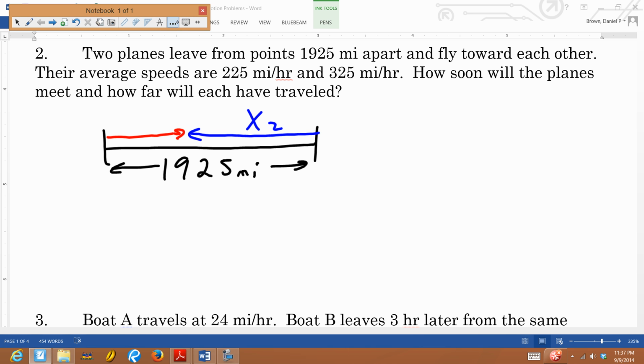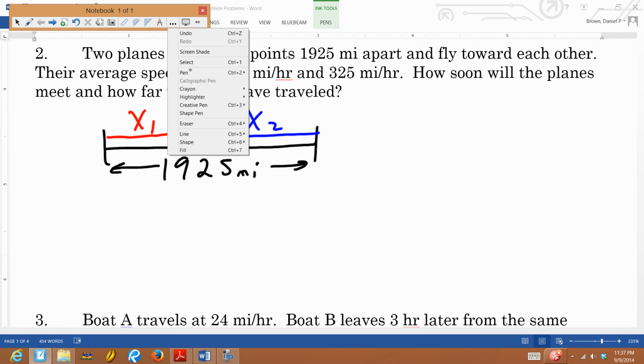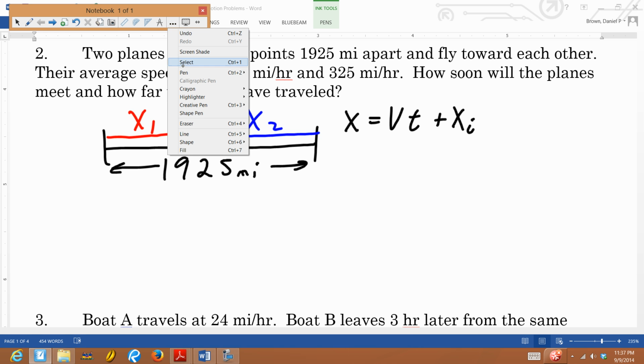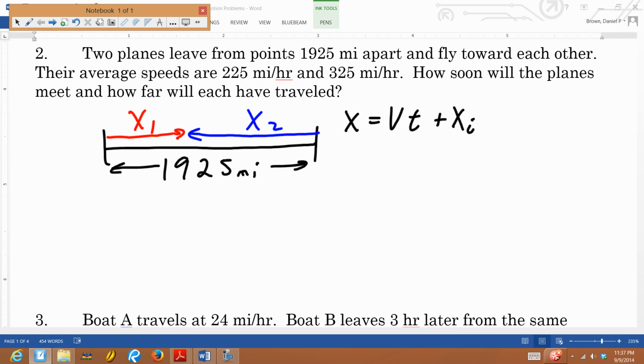So we'll call those two different displacements or changes in position x1 and x2, and they're going to add up to 1925. We're going to use our equation from our lab, y equals mx plus b, for our change of position here. So our x final will be equal to our velocity times our time plus our x initial. We're going to ignore our x initials here, and so let's just plug it in.